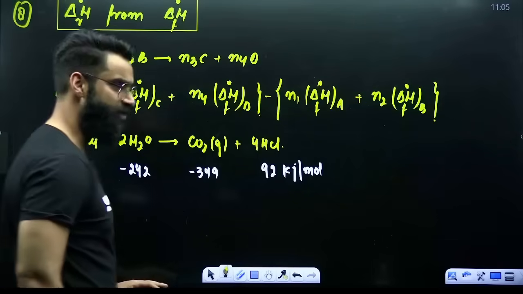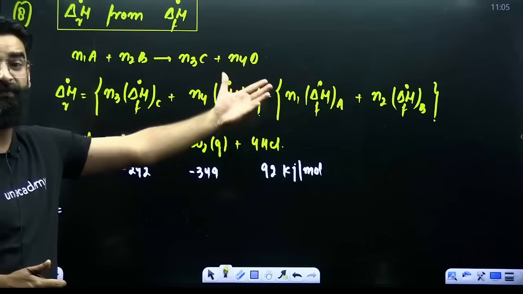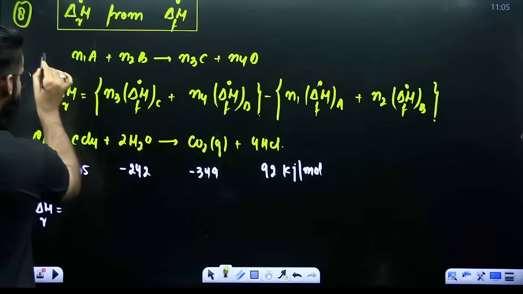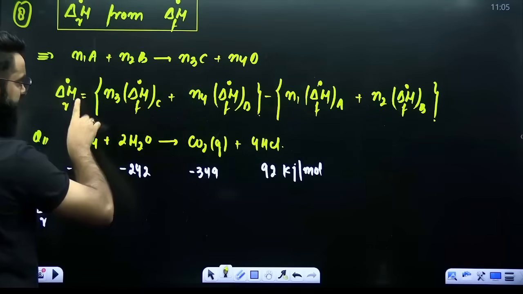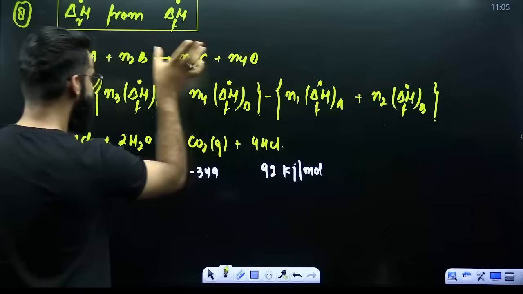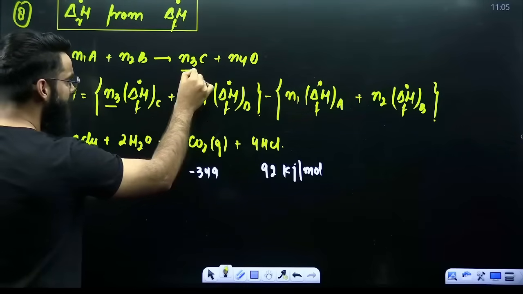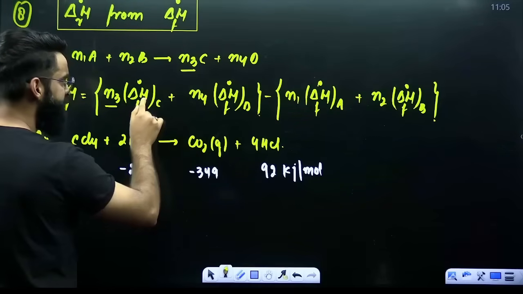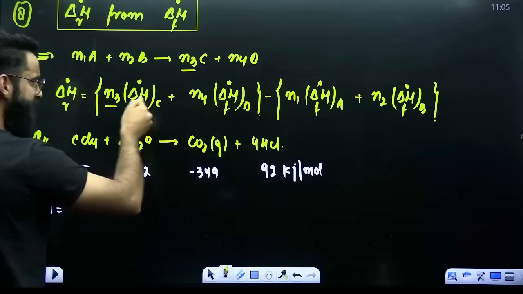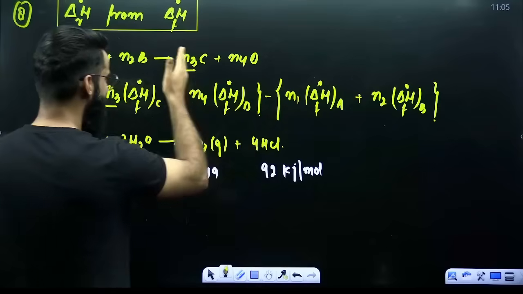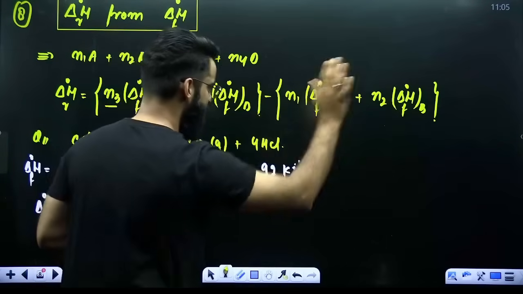Similarly, one more frequently asked question. How do you calculate enthalpy of reaction from the enthalpy of formations? My dear students, imagine this is your balanced chemical equation. Remember, enthalpy of the reaction is always equal to enthalpy of formation of products minus enthalpy of formation of reactants. As you can see, I've mentioned n3 multiplied by enthalpy of formation of C plus n4 multiplied by enthalpy of formation of D. This is your enthalpy of formation of products minus enthalpy of formation of reactants, n1 into enthalpy of formation of A, n2 into enthalpy of formation of B.